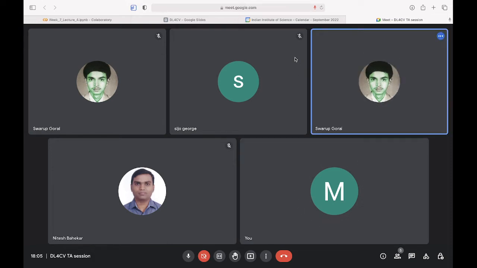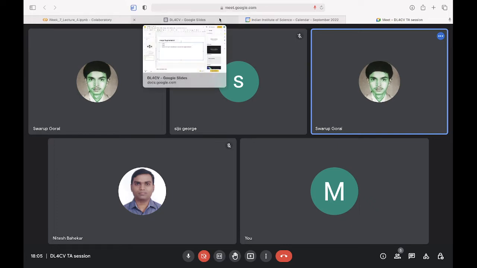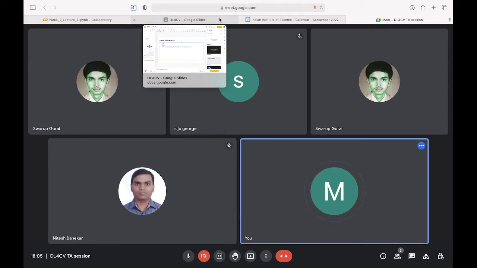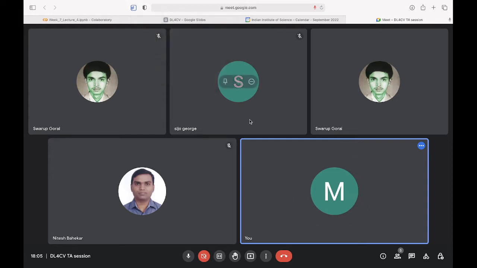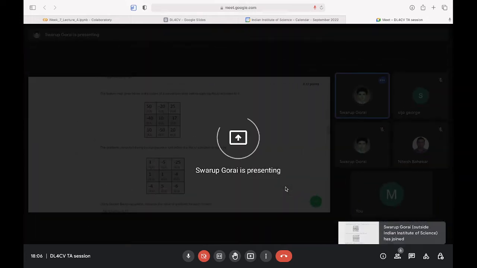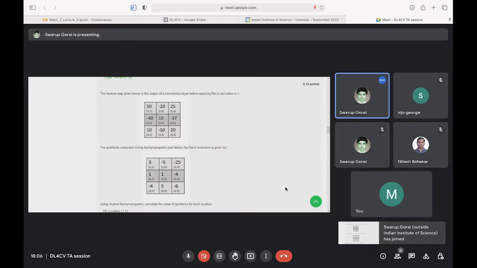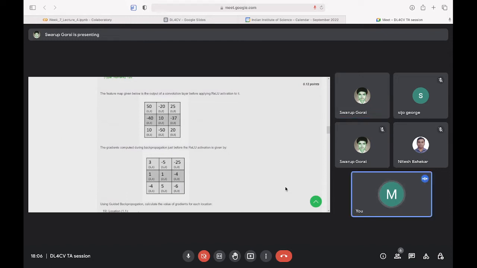Can it present the screen? Yes, yes, you can. The feature not given below is the output of a convolution rate.